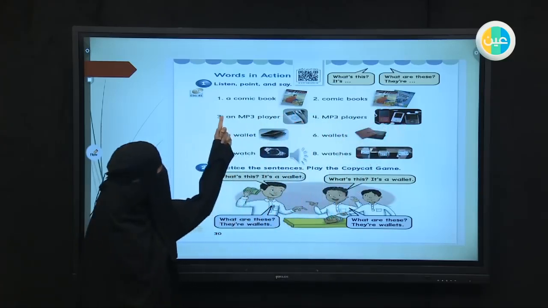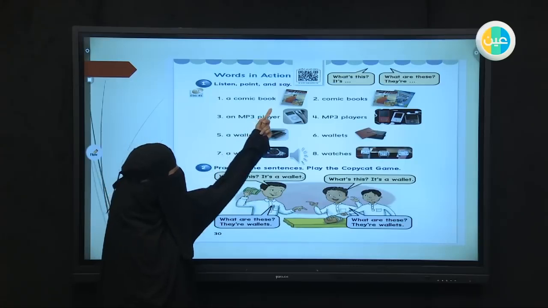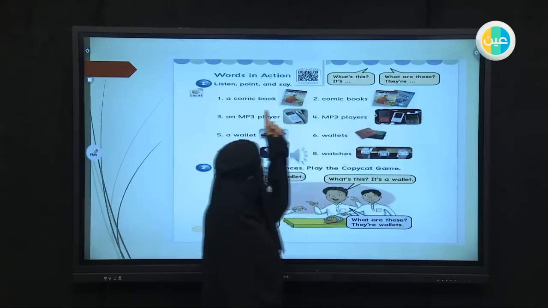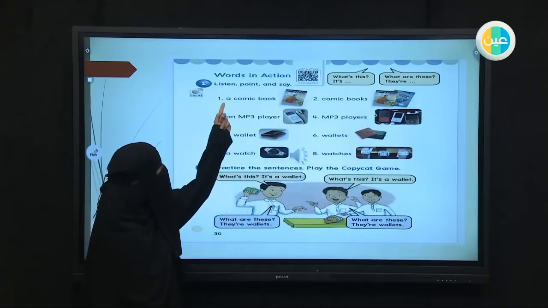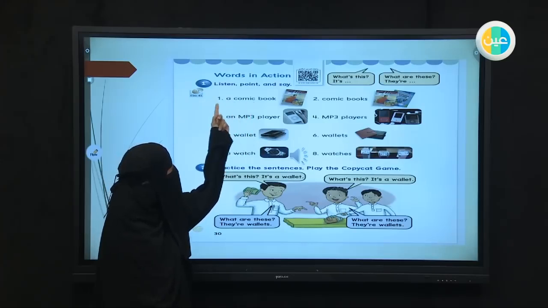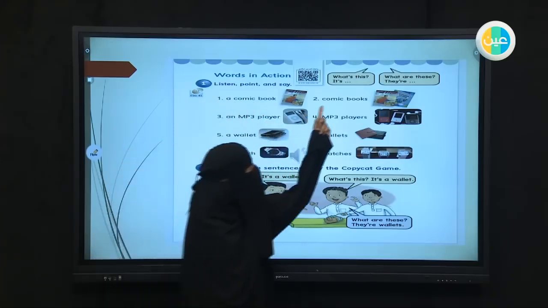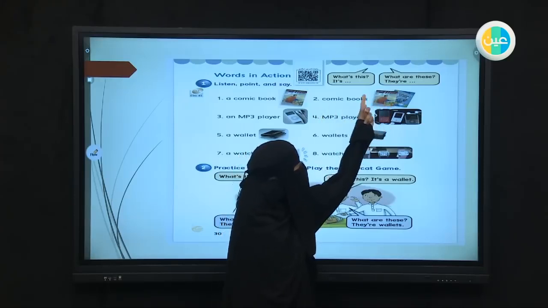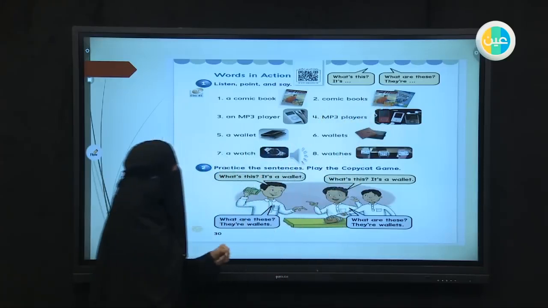When it's one, what do you say? You say a comic book. When they are two, you say comic books. What did you add? You added the S. Here you use an article, you use a comic book. It means one comic book. Here you use the S to show that they are more than one. Here we have two. Very good.